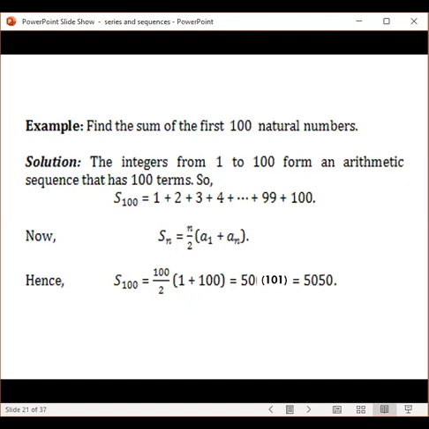So if you are asked, what is the sum of the first 200 positive integers? What will you do? You substitute n by 200 and a sub n by 200, and then you compute it using this formula.